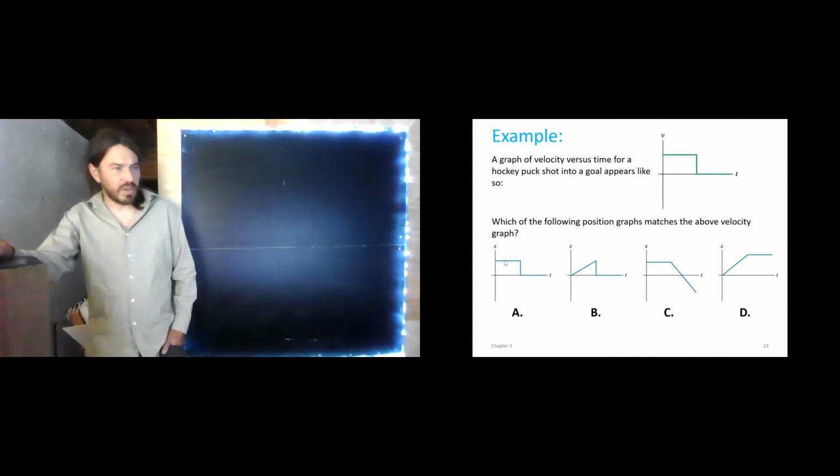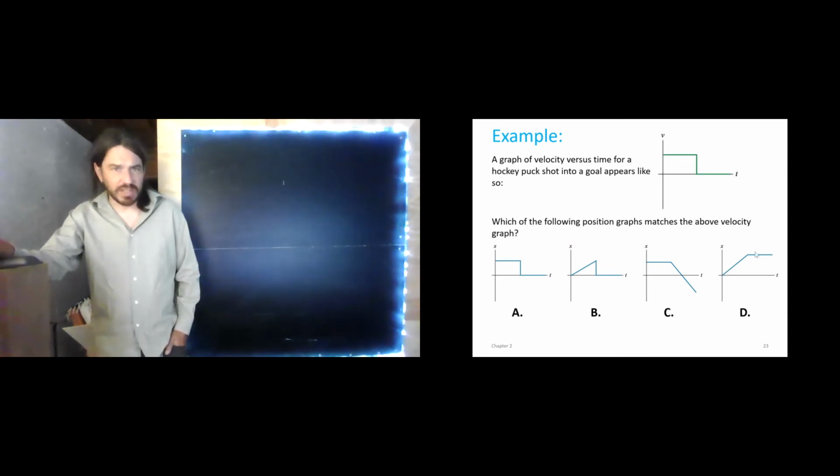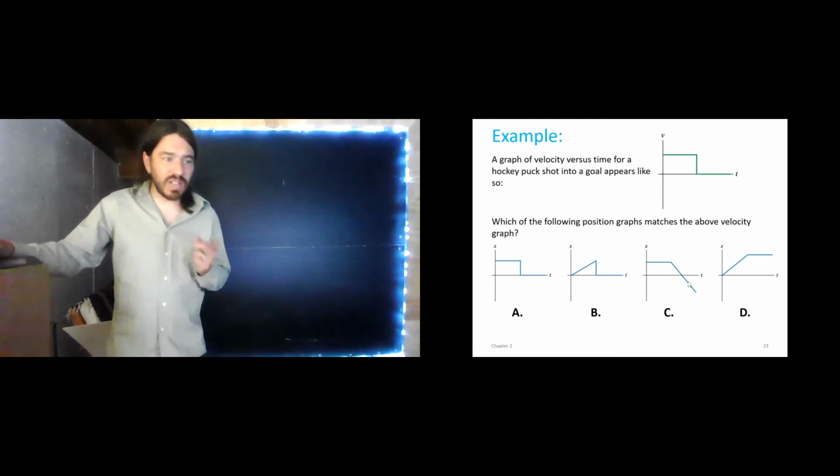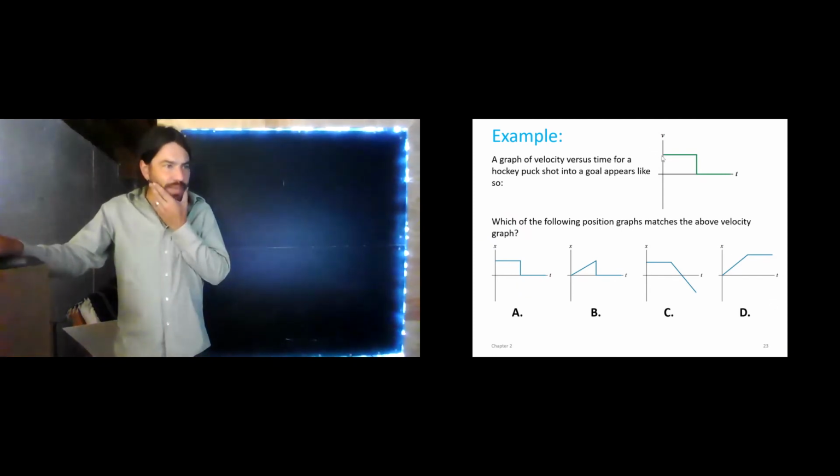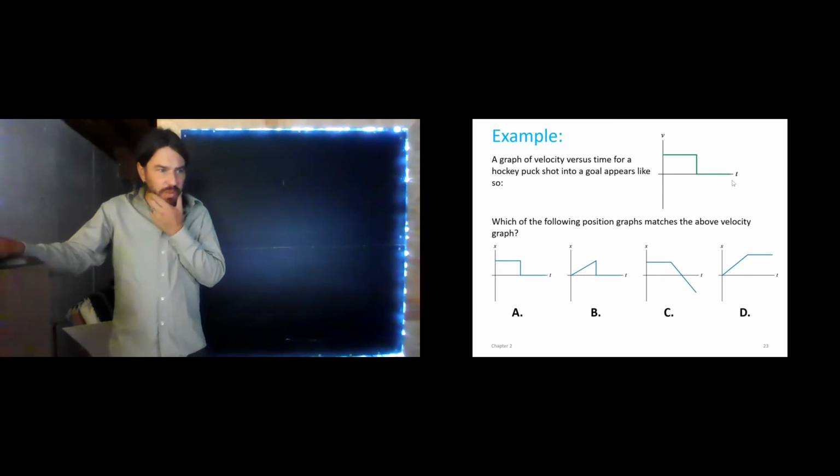Ooh, this starts off with a slope of 0. This one starts off with a positive constant slope. Okay, I like that. Ooh, this one starts off with a slope of 0. It can't be that one. This one starts off with a positive constant slope. Okay, it's definitely B or D. What does it do after that? So positive constant slope and then jumps to a 0 slope.